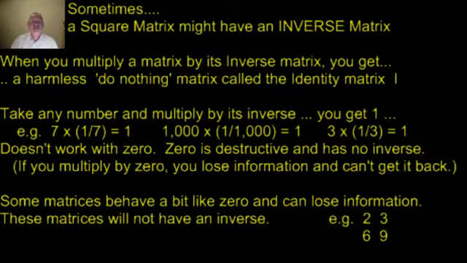Some matrices behave a bit like 0 and they can lose information, and these matrices will not have an inverse. So just be aware that, for example, a matrix 2, 3, 6, 9 looks quite a normal looking matrix, but there is no inverse for that matrix. You can't find any matrix that you could multiply that one by to get the identity matrix.